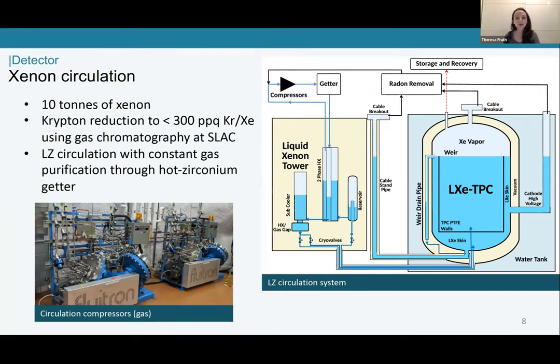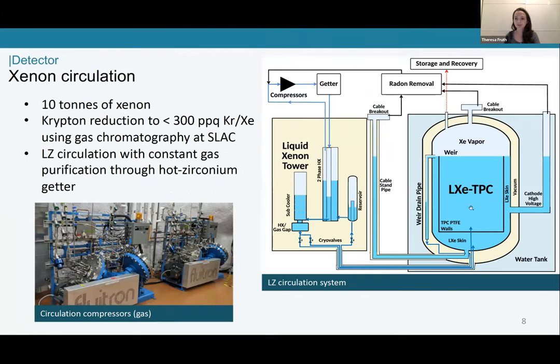Of course, we don't only need the PMTs to detect the light and the high voltage to extract electrons. We also need our detector medium. We have 10 tons of xenon. Those are krypton reduced at SLAC prior to being shipped to site to less than 300 ppq krypton per xenon. And that uses gas chromatography. But we also have some purification online, and that's done by circulating our xenon.